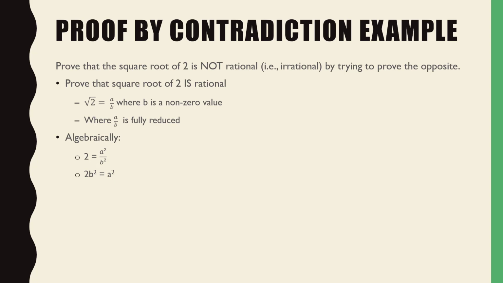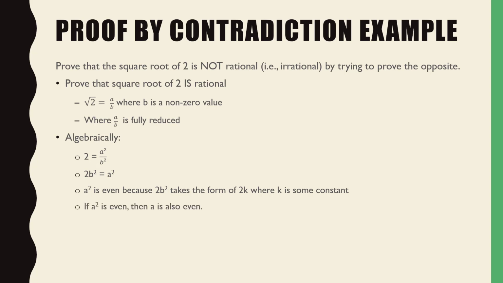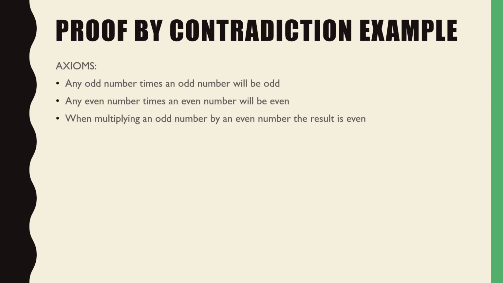How do we know it's even? It's equal to 2 times some constant. b squared happens to be this constant. b squared could be k, or some other constant, but it's some constant. So we know that a squared is even. Now, if a squared is even, what else can we determine about the number a? Is a odd or even? A is also even, based on this mathematical axiom right here.